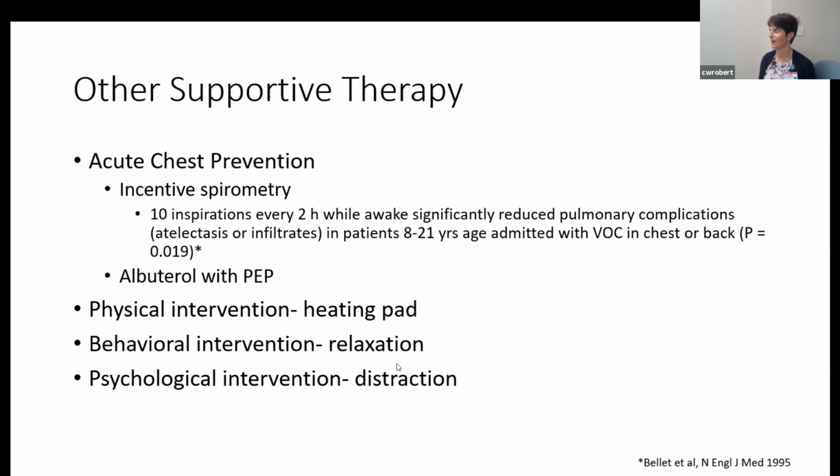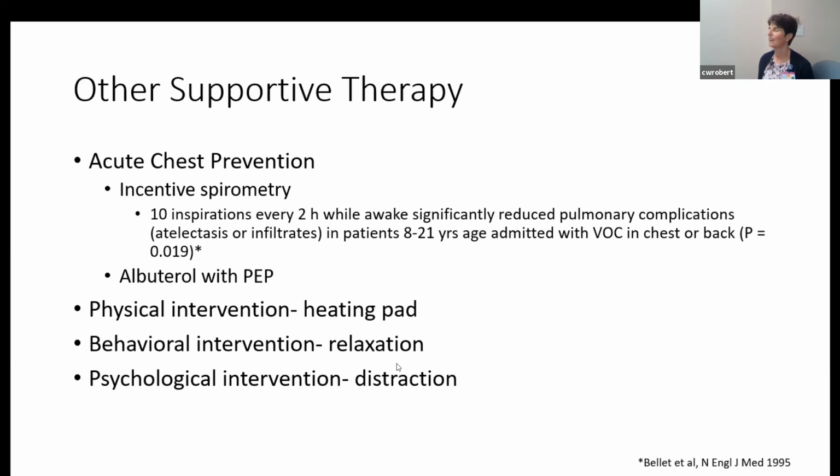We know that they're set up for acute chest, and so if they're not breathing well from the pain medication, or if they're splinting from having pain, we work really hard to try to prevent acute chest. And this is a very small study. Why we do the incentive spirometry is 10 inhalations every 2 hours while awake, for patients that came in with back pain or chest pain from sickle cell, and it was shown to significantly reduce acute chest. That's why we do the incentive spirometry.